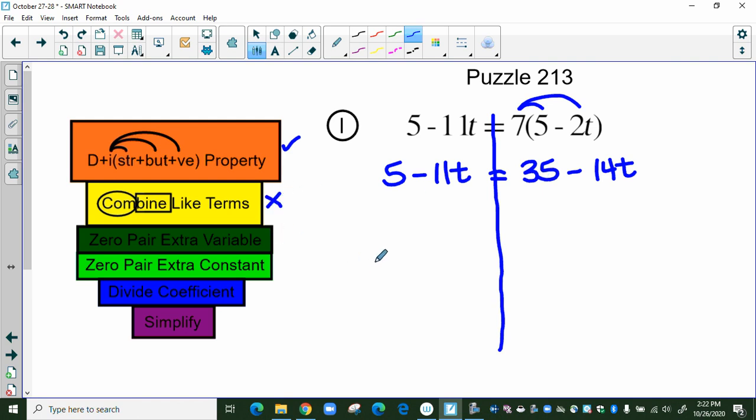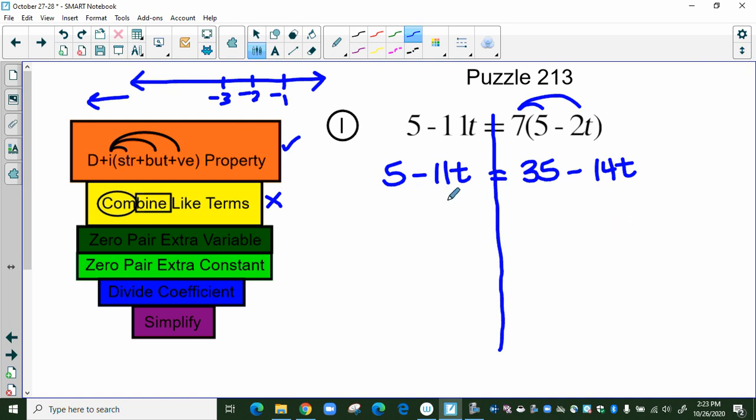Do I see an extra variable? I have a t on the left and a t on the right, so yes, I do. I want to zero pair the smaller one. Think carefully. What's smaller? Negative 11, because remember this is a negative, or negative 14? Think about your number line. Negative 1, negative 2, negative 3. The farther you go to the left, the smaller you get, which really means that the negative 14 is the smaller number.